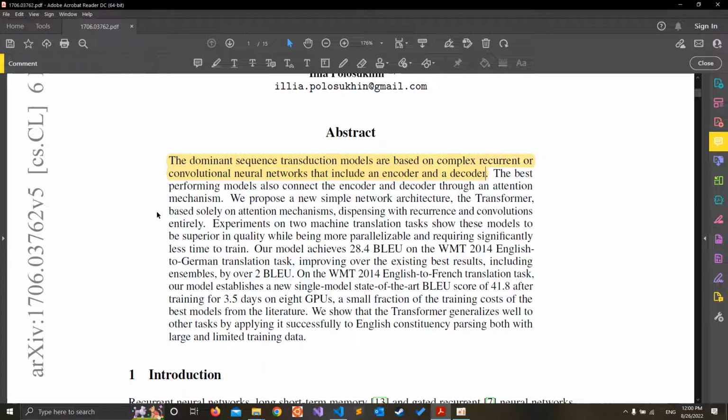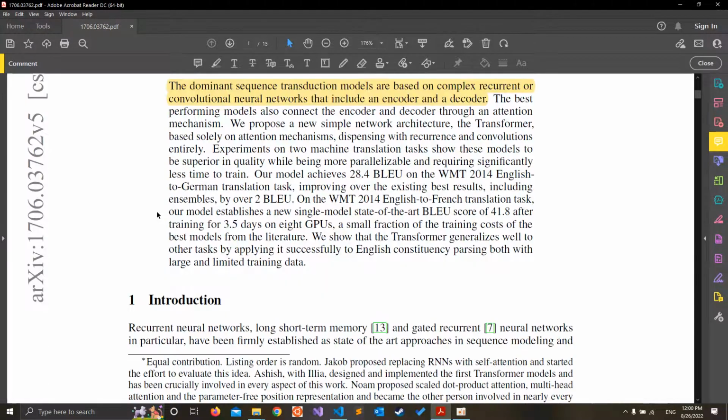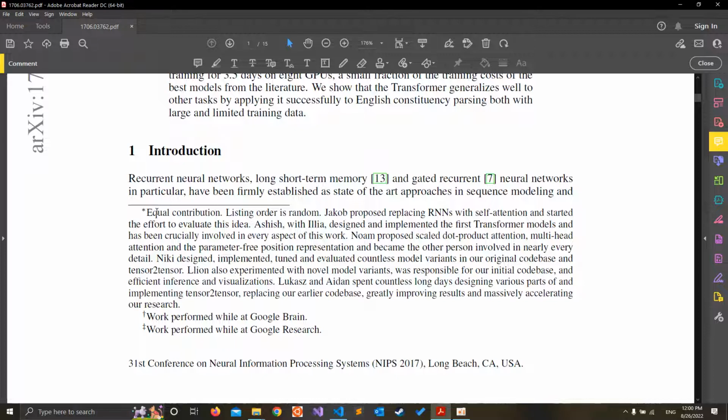English to French. We show that the transformer generalizes well to other tasks by applying it successfully to English constituency parsing, both with large and limited training data. So they tested on the translation task, and they are going to show that their model generalizes well to other tasks as well. So let's read the introduction. Recurrent neural networks, long short-term memory.